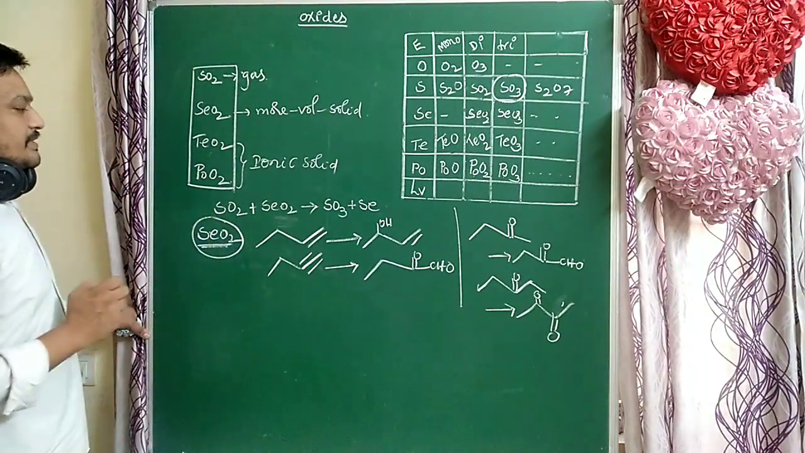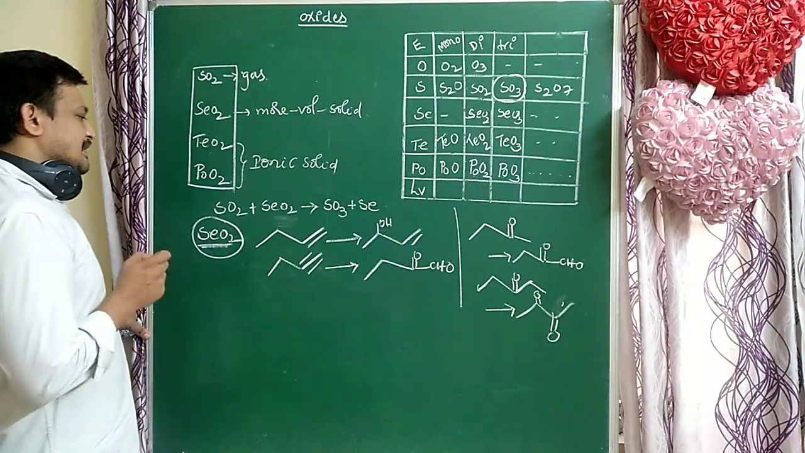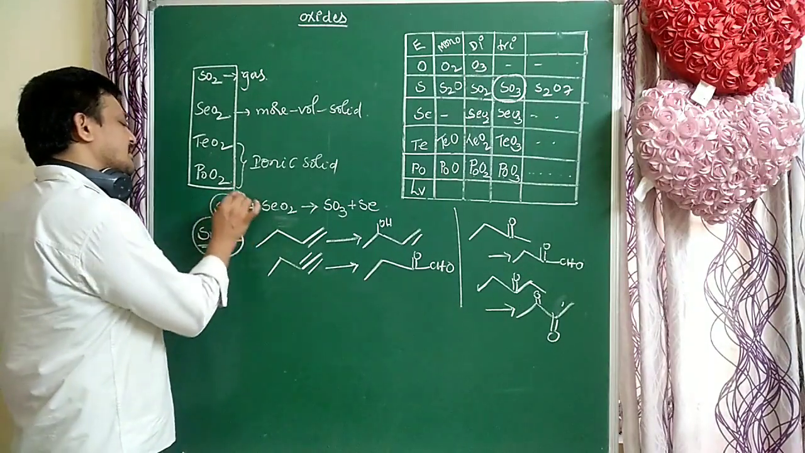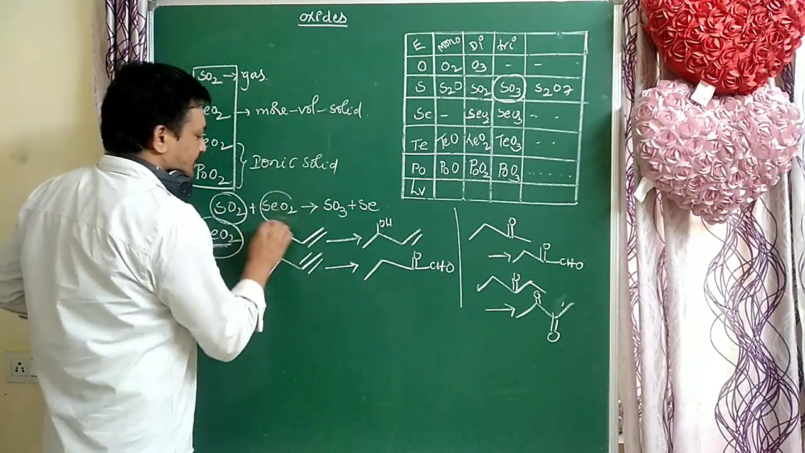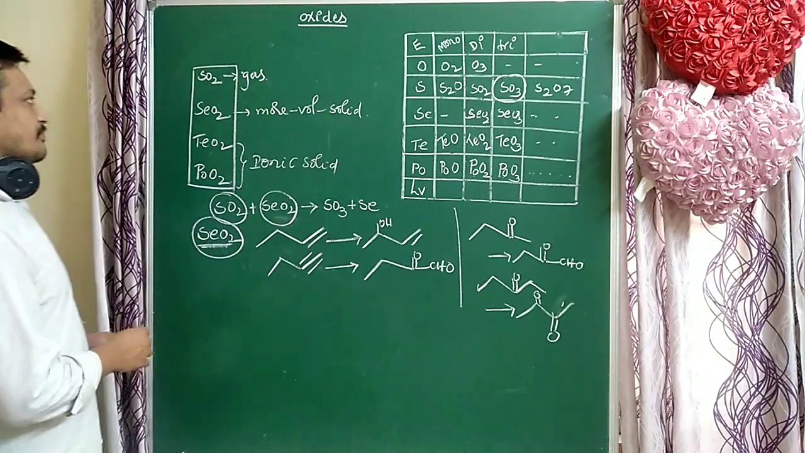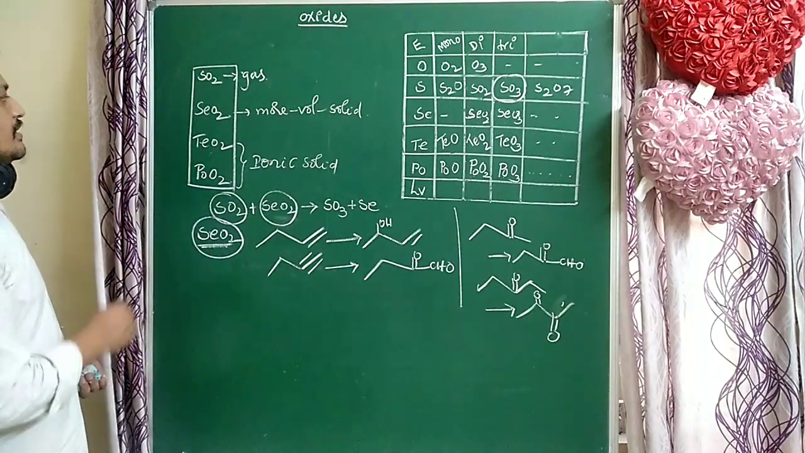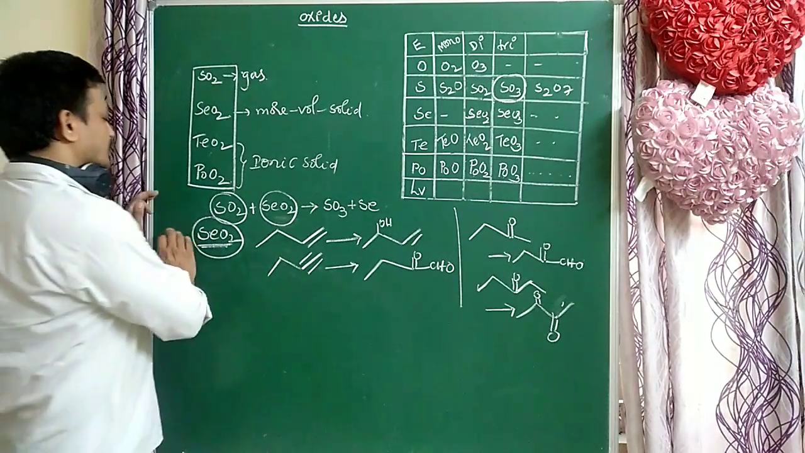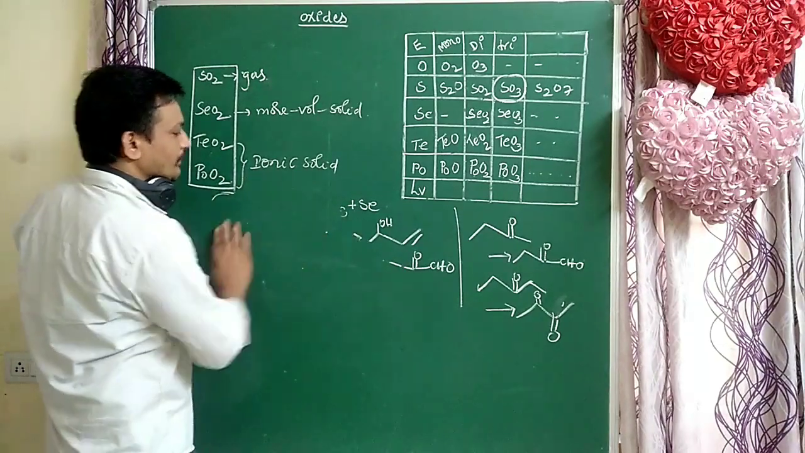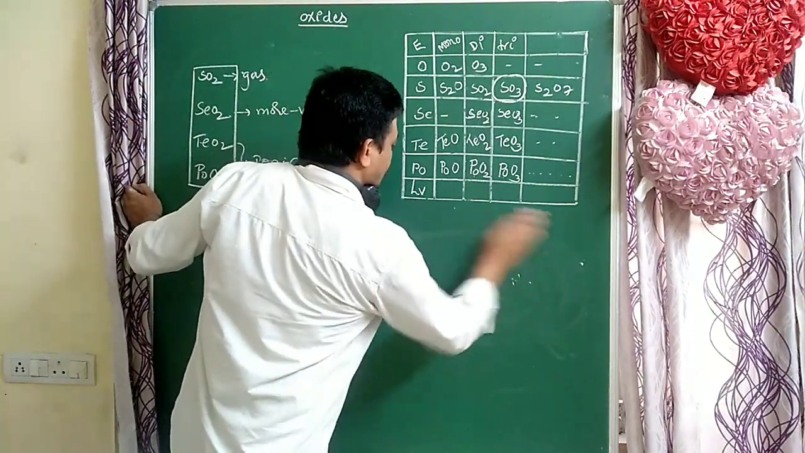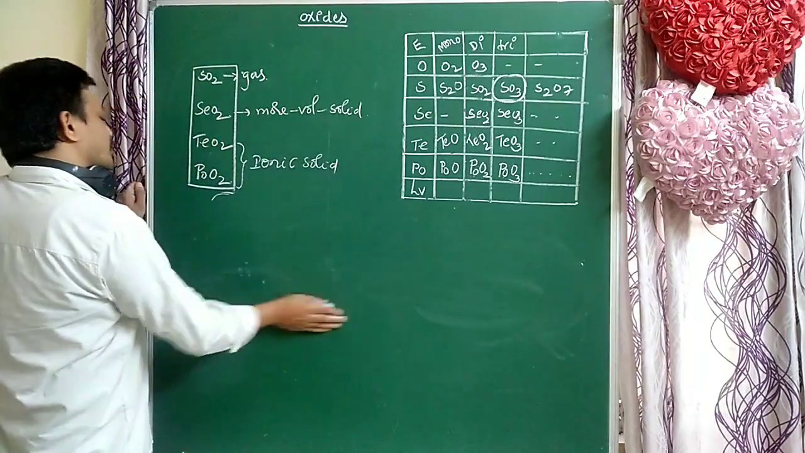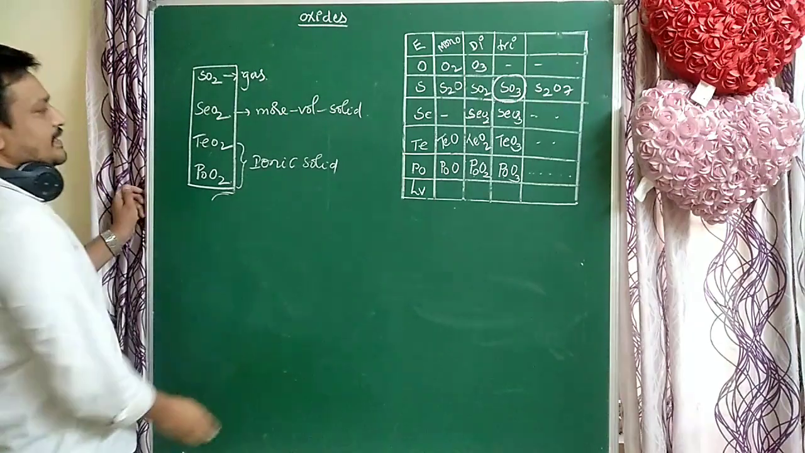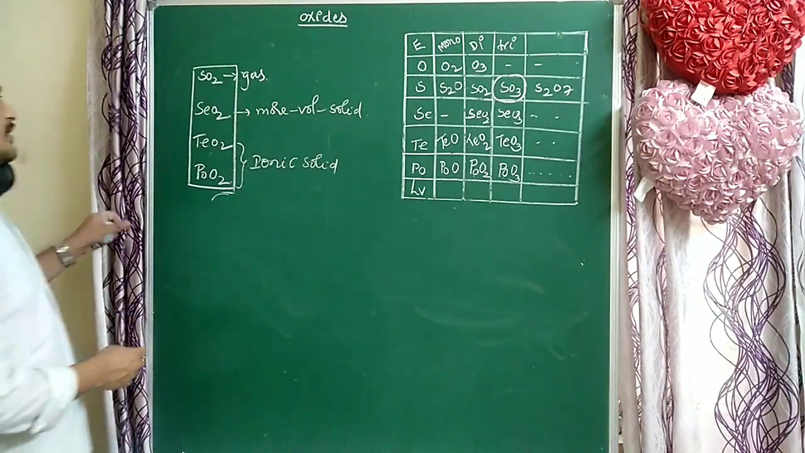So in the presence of SeO2, SO2 is easily oxidized. Here SO2 acts as a reducing agent and SeO2 acts as an oxidizing agent. When compared to SO2, SeO2 is a good oxidizing agent and SO2 is a good reducing agent. SO2 reducing power is more in basic medium, less in acidic medium. That is very important, students.